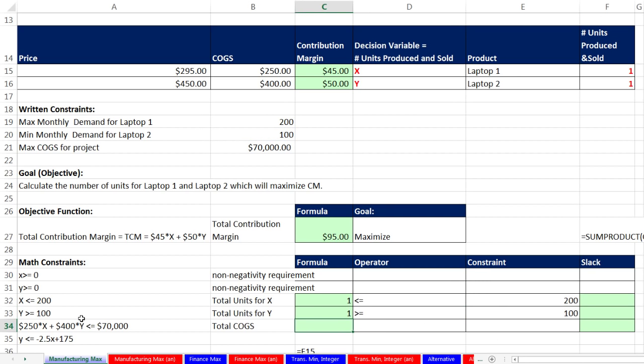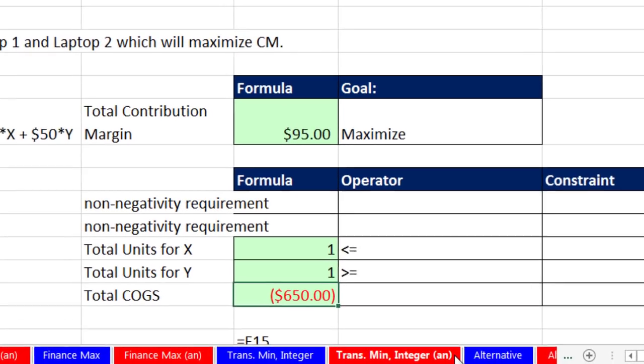Now, there's our formula for total cost of goods sold. You know, we're looking at it in an algebra formula. Maybe it looks confusing, but we know this is easy. We simply go, hey, SUMPRODUCT. I'm going to take the actual cost of goods sold, 250 and 400. That's array 1, comma, array 2. That's going to be our decision variables. Close parentheses. And I must have entered something incorrect.